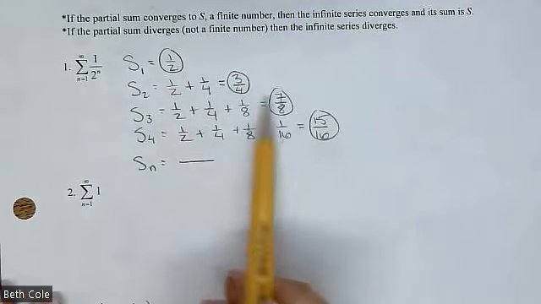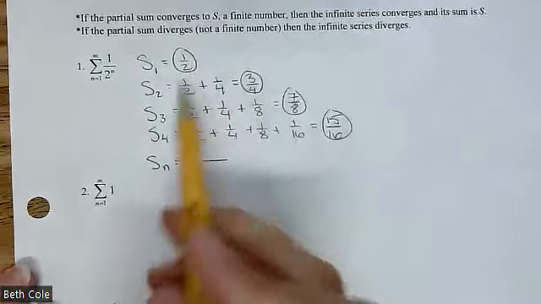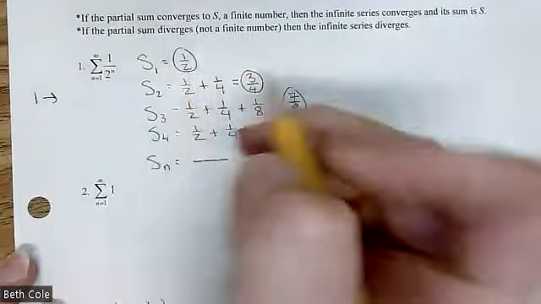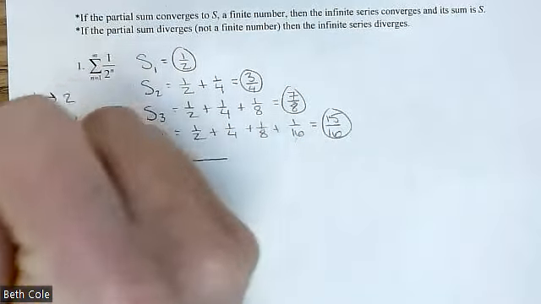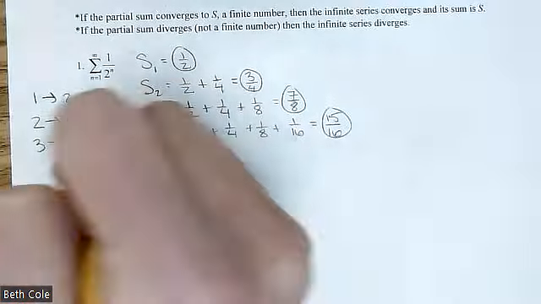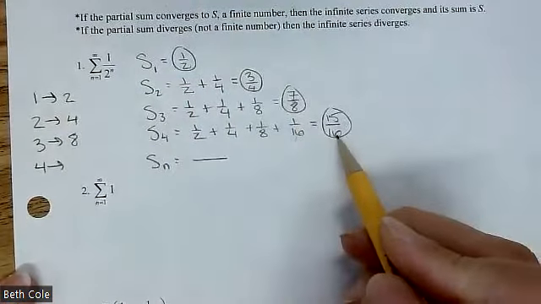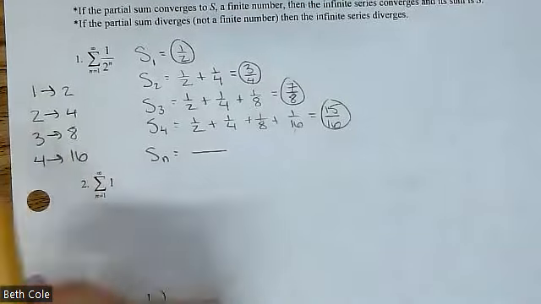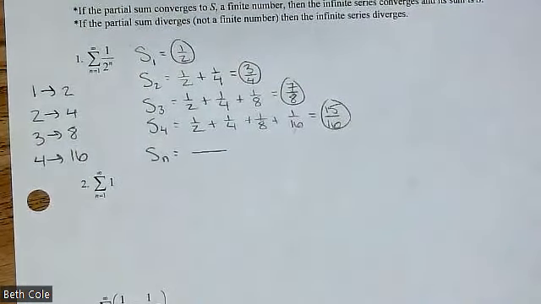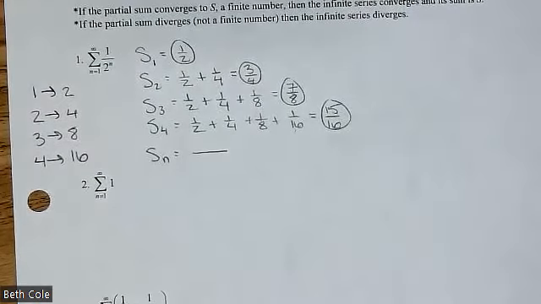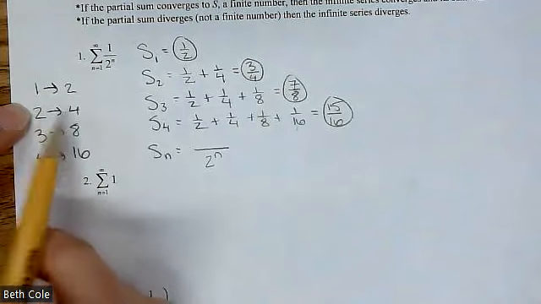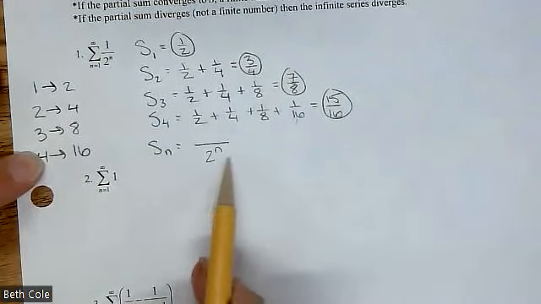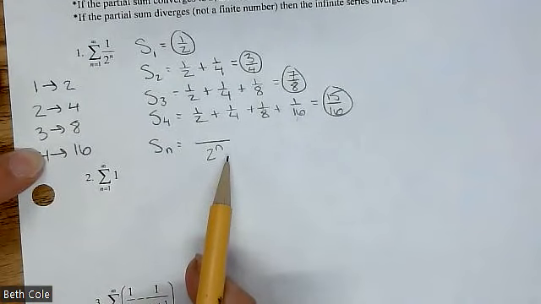This one's easier to do the denominator first. So let's look at the denominators. When we plug in 1, we should get 2. When we plug in 2, we should get 4. When we plug in 3, we should get 8. And when we plug in 4, we should get 16. So can you come up with some kind of formula that when you plug in these numbers, you'll get those numbers? It would be 2 to the n. 2 to the first gives you 2. 2 to the second gives you 4. 2 to the third gives you 8. 2 to the fourth gives you 16. So the denominator will be 2 to the n.